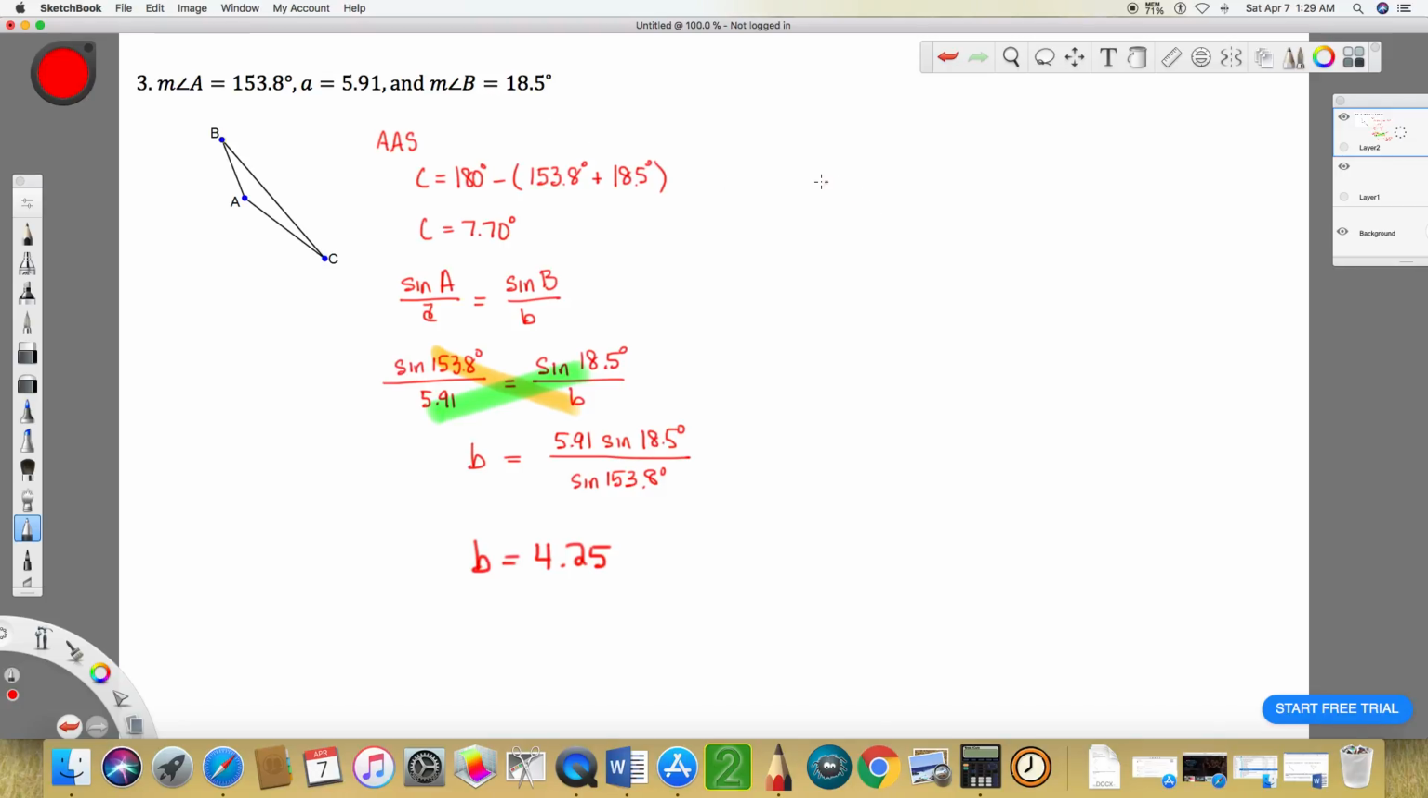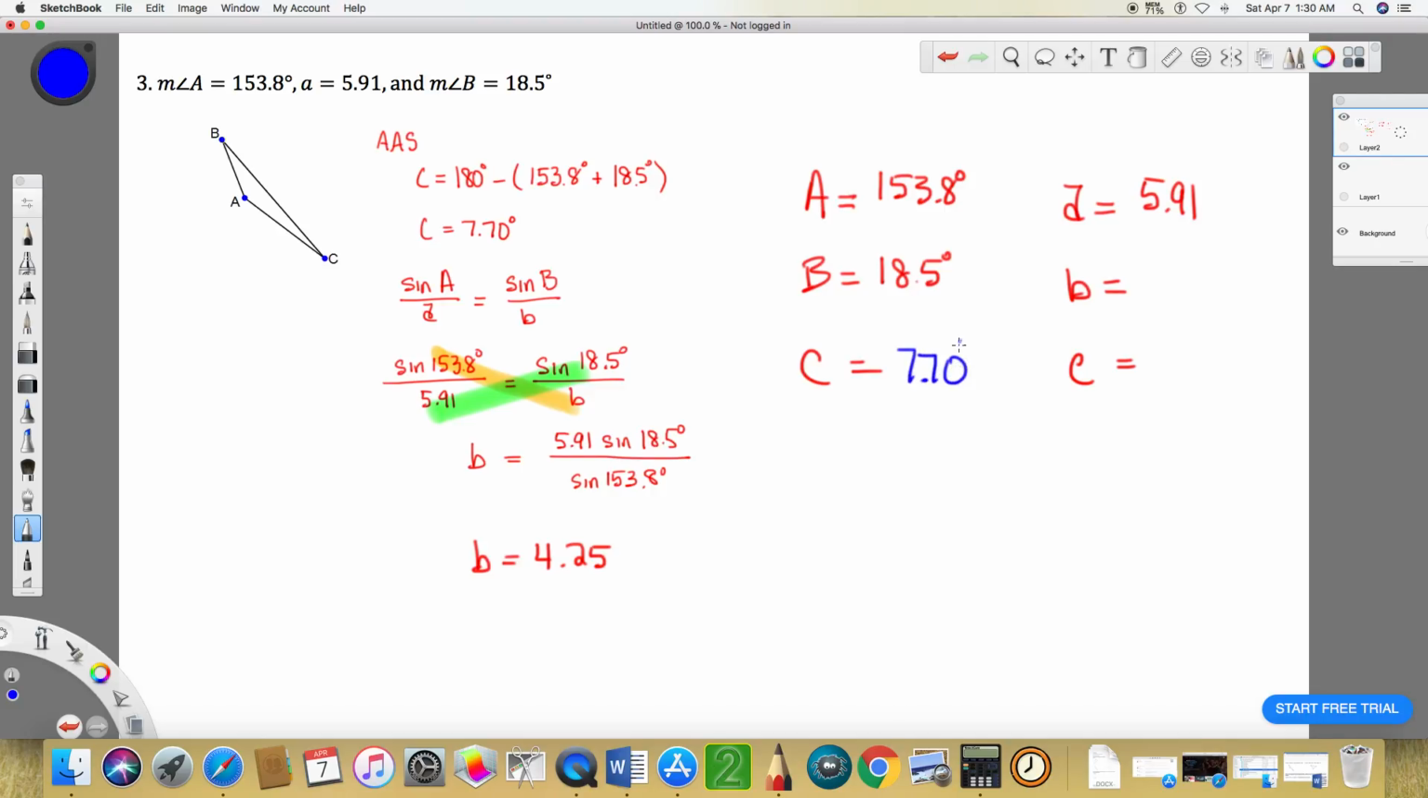All right, so let's see. Let's come over here. They gave us the 153.8 and the 18.5, and they gave us the 5.91 was that length. We have come up with that the measure of angle C was 7.7 degrees, 7.70. The length of B, 4.25, and I haven't found the length of C yet.